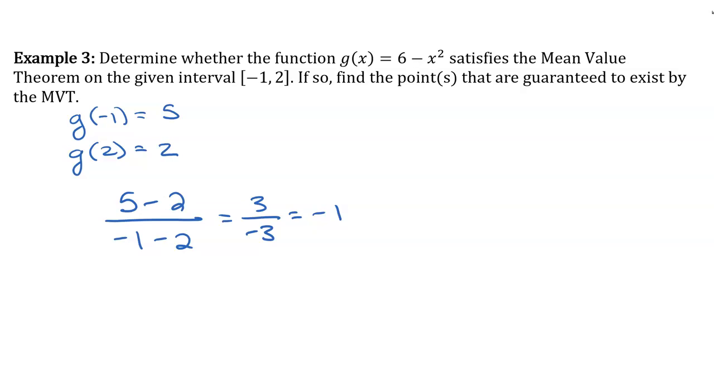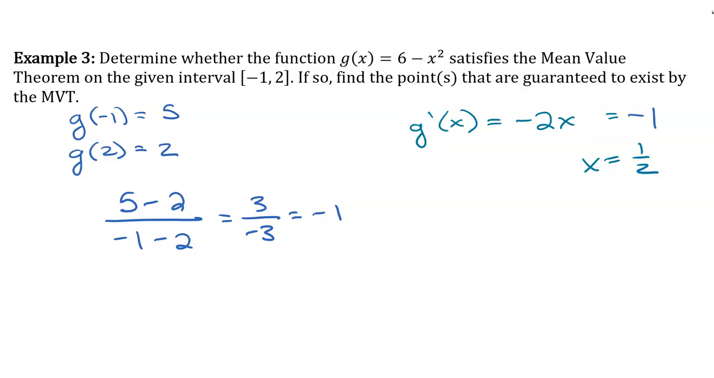So this means that the average value between negative 1 and 2 is negative 1. This is the slope, the average slope between these two values. So to find the x value of the average, we would do the derivative. So g prime would be negative 2x. Set this equal to 0. No, excuse me, wrong way. Set this equal to negative 1, the negative 1 that we got from our average, and solve for x. So divide by negative 2, and x will be 1/2.